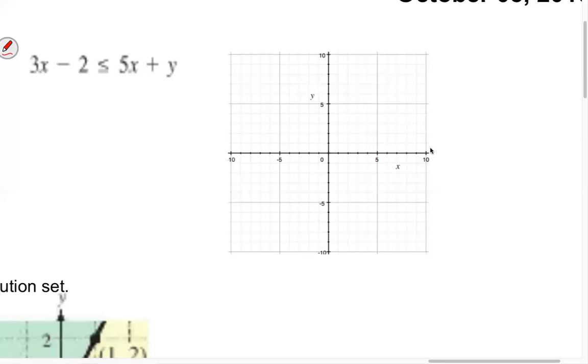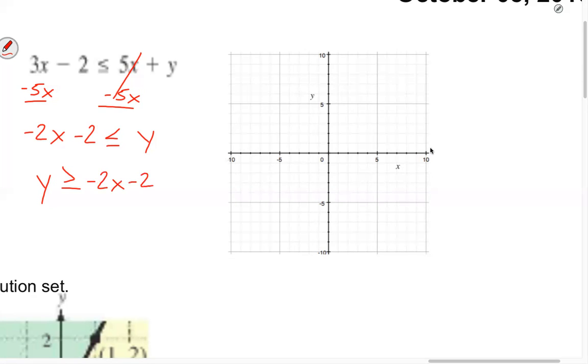All right, so I have to get y by itself. I just combine like terms by subtracting the 5x. 3x minus 5x is negative 2x, minus 2 is less than or equal to y. Now, you might not like the way this is rearranged. Watch. I'm eating the y, agreed? I could rewrite this as y is greater than or equal to, notice still eating the y, negative 2x minus 2. Same thing.